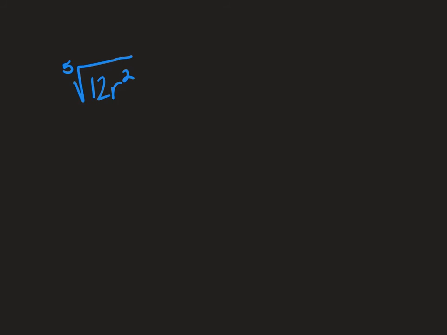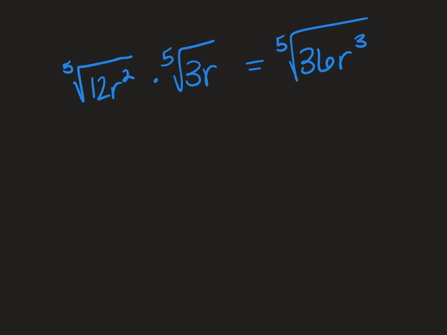So let's say we have the fifth root of 12r squared times the fifth root of 3r. You just multiply inside the same as you would. So 12 times 3 is 36, and then you have r to the third and the fifth root. And that's because there wasn't anything outside? Yeah, and if there was stuff outside, you would just multiply the outside stuff and keep it on the outside.